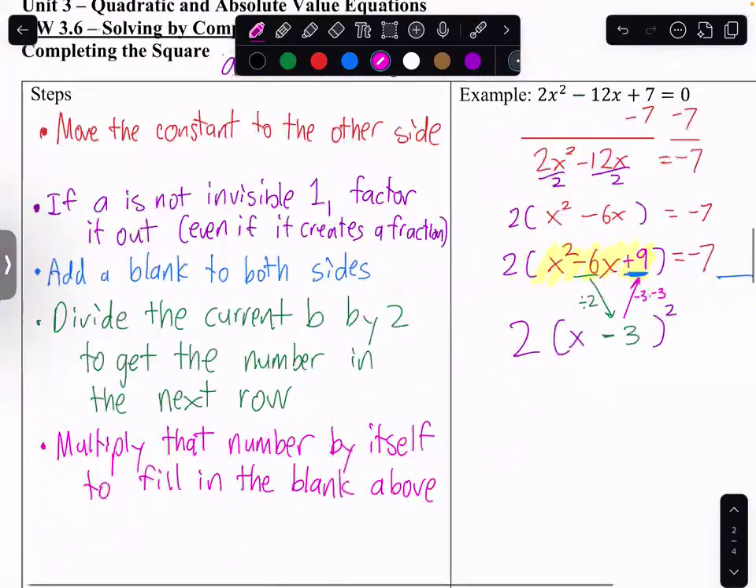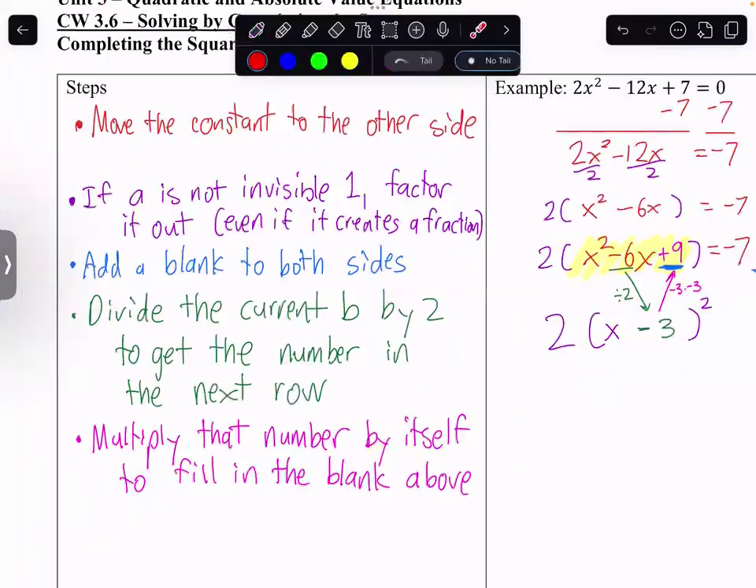Before we continue, let's take a second to make sure that we're all caught up. Are there any questions on what we've done so far?